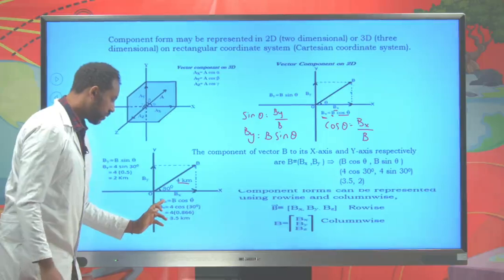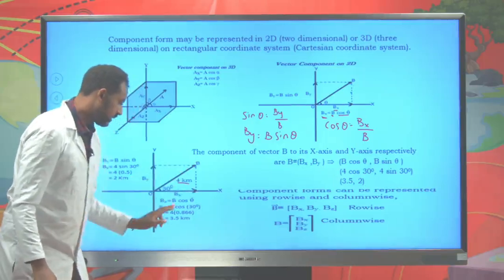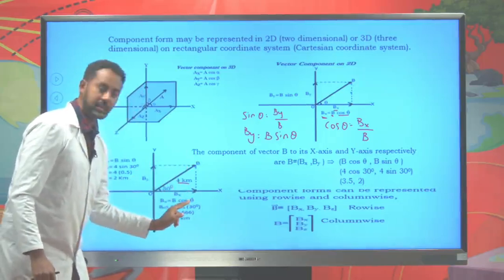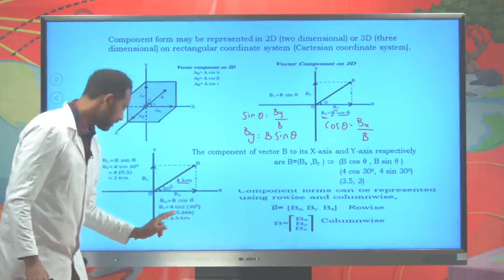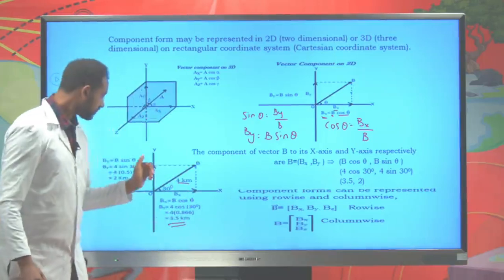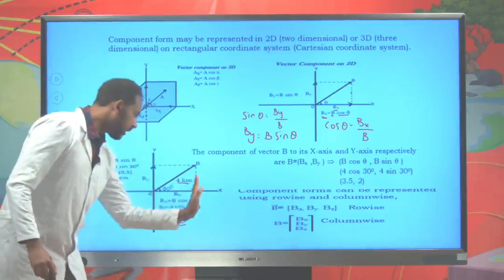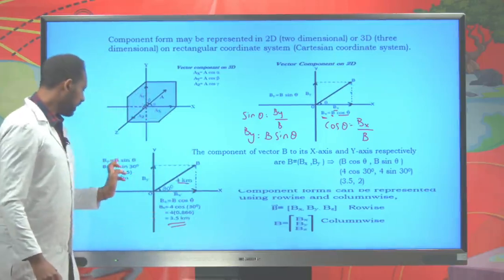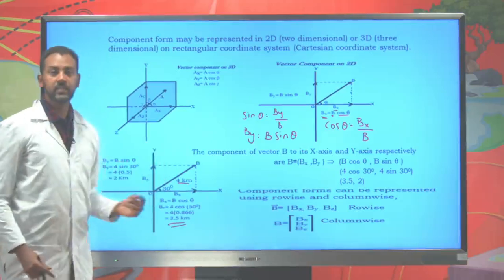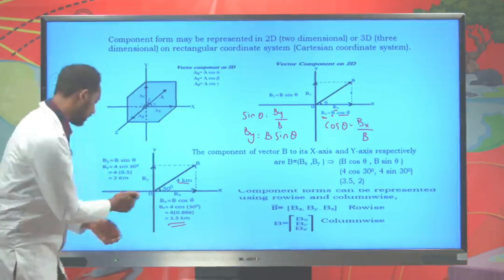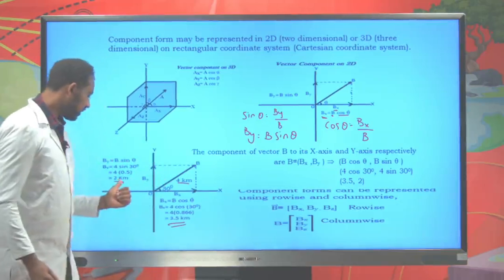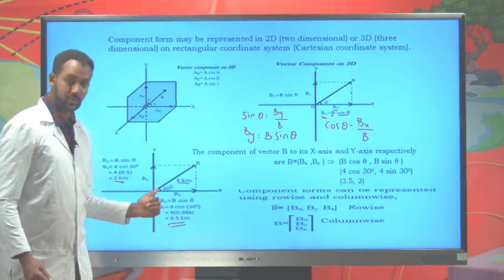To determine the component of this vector along the x-axis is b cosine theta. B is 4 kilometers, theta is 30 degrees, cos 30 gives us 0.866. When you multiply this, you find 3.5 kilometers. It's also possible to find the y component, which is b sine theta. B is 4 kilometers, and sine 30 is 0.5, or 1 over 2. Therefore, 0.5 times 4 gives us 2 kilometers. Here you have 2 kilometers, here you have 3.5 kilometers.